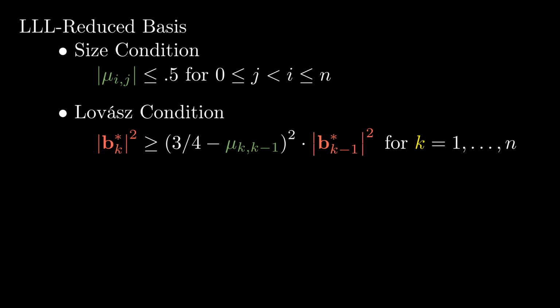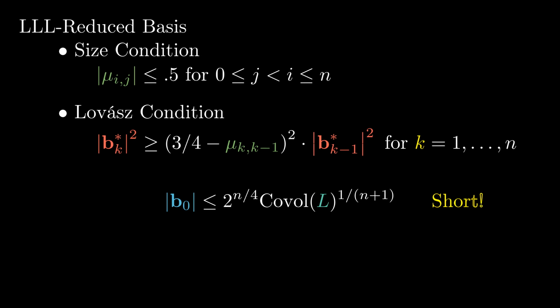In fact, if this is a parameter delta that lies within the interval 1/4 to 1, we are guaranteed to get an LLL reduced basis via this algorithm. However, it is just convention that we take delta to be 3/4. What the size condition buys us is a bound on the first vector in our reduced basis based on the covolume of the lattice. This also happens to be the shortest vector in our reduced basis.